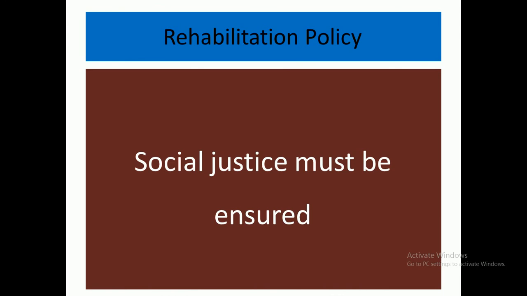Next, social justice must be ensured. That means the modern society must respect the dislocated people. They must respect their culture. They must respect their tradition. Everything must be treated in a right way by the modern society. So this is very, very important. Their social justice must be ensured.